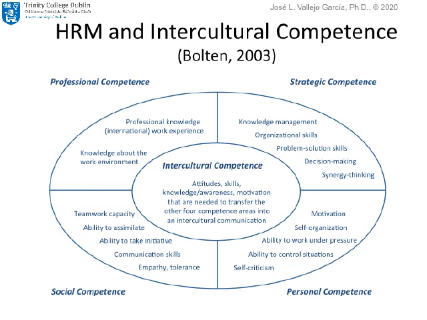Then we have personal competence that has to do with personal traits or characteristics, like for example motivation, levels of motivation, self-organization, ability to work under pressure, ability to control situations, and self-criticism. And then we have social competence, teamwork capacity, ability to assimilate, ability to take initiative, communication skills, empathy, and tolerance. So this is a very powerful model because it shows 4 aspects of the life of an assignment, which involves the professional competence of the person, the strategic competence, the personal, and the social. All those components being an essential package for a person that is going to go as an expatriate.